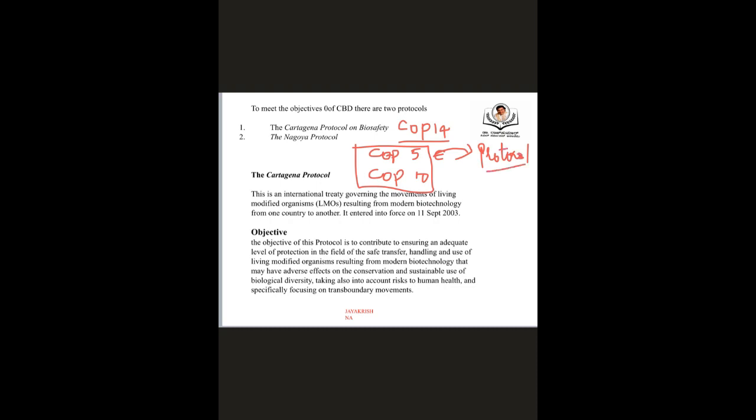Then, what's the difference between the convention and the protocol? Conventions are nothing but meeting places where they encourage the countries to do certain work for the preservation and conservation of biodiversity. They simply encourage the countries, whereas the protocols commit the countries to do so. This is a mandatory condition. The conventions are simply the encouraging factor. This is the difference between the convention and the protocol.